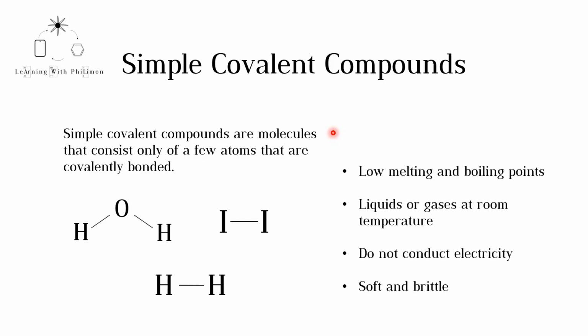In conclusion, simple covalent compounds are molecules that consist only of a few atoms that are covalently bonded. They have low melting and boiling points, are usually liquids or gases at room temperature, they do not conduct electricity, and are soft and brittle.